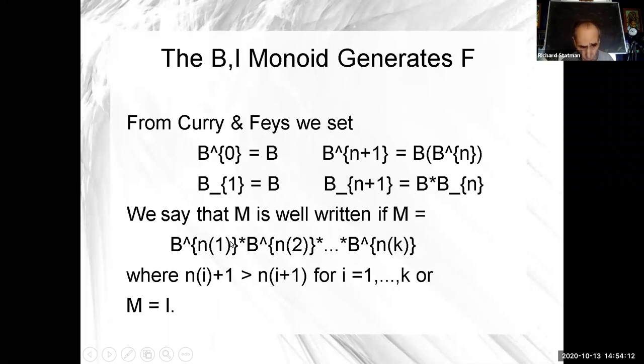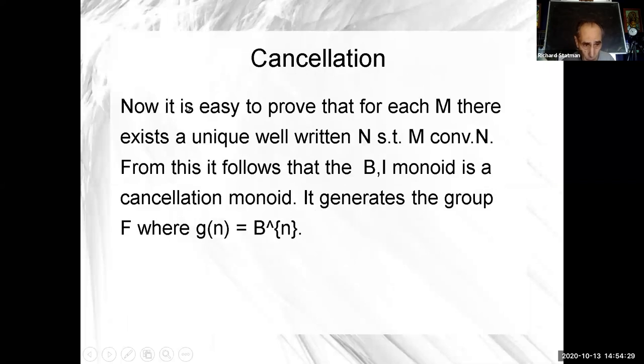There are many combinatorial ways of describing what's going on here, but I'll just write it that way. And it follows almost immediately that you get the homomorphism from F into the BI monoid. Now, it was well known that F is simple, so we're really done. But we don't need that, since it's a cancellation monoid, so it generates the group. In fact, that would be a proof that it's a cancellation monoid. But at the time I did this 40 years ago, I didn't know about F, and so I had to go out and prove it.